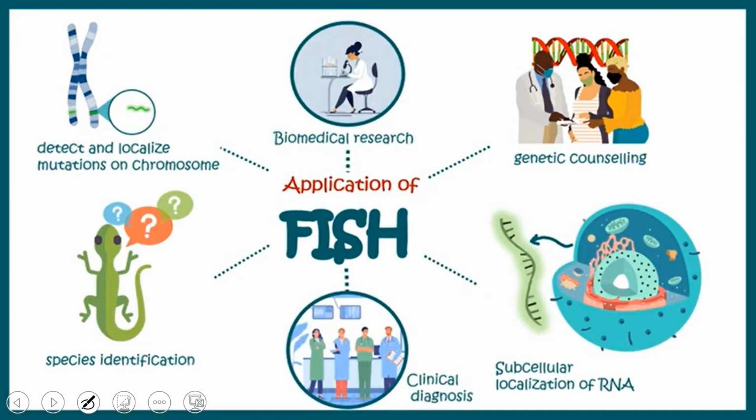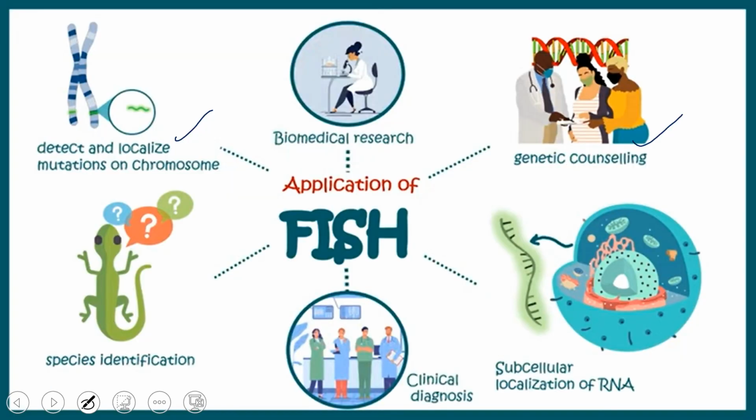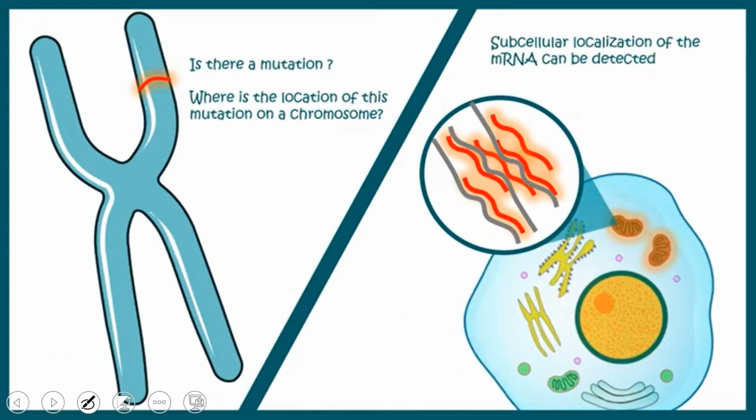Now these are the different uses of this FISH technology. It helps us in the detection and localization of mutations in the chromosome, so we can detect where the mutation is. It can help in genetic counseling. It can help in the subcellular localization of RNA, messenger RNA or other different RNAs. It can also help us in species identification. Overall, we can divide all these applications into two broader categories: one is biomedical research, and the other is the clinical diagnostic side.